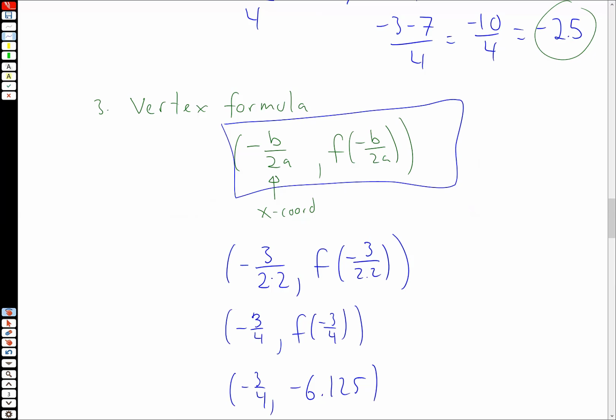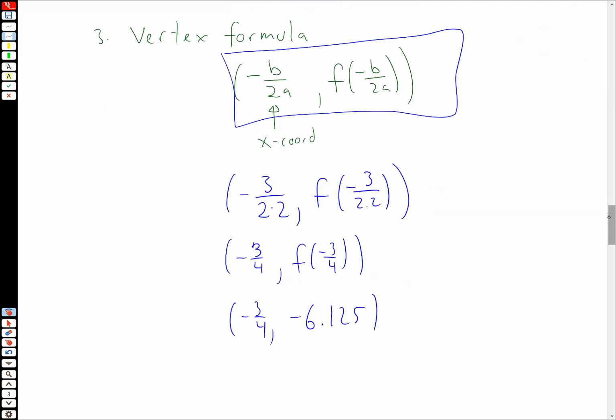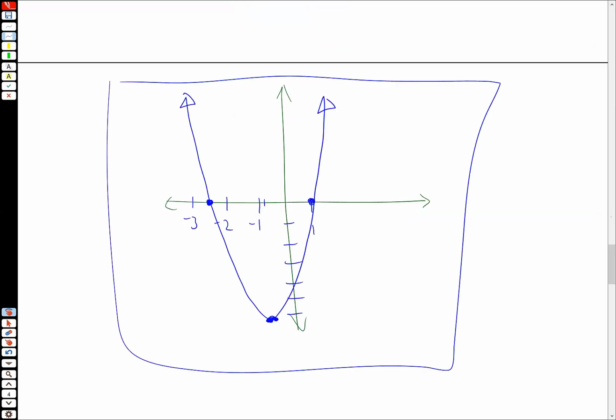Okay. Again, this might be a little bit more computationally time-consuming, but it does work. Okay, and it could be a little bit faster depending on what your B's and A's are. Okay, and then once you find all those 3 things, sketch your graph. And again, remember keyword there, sketch.